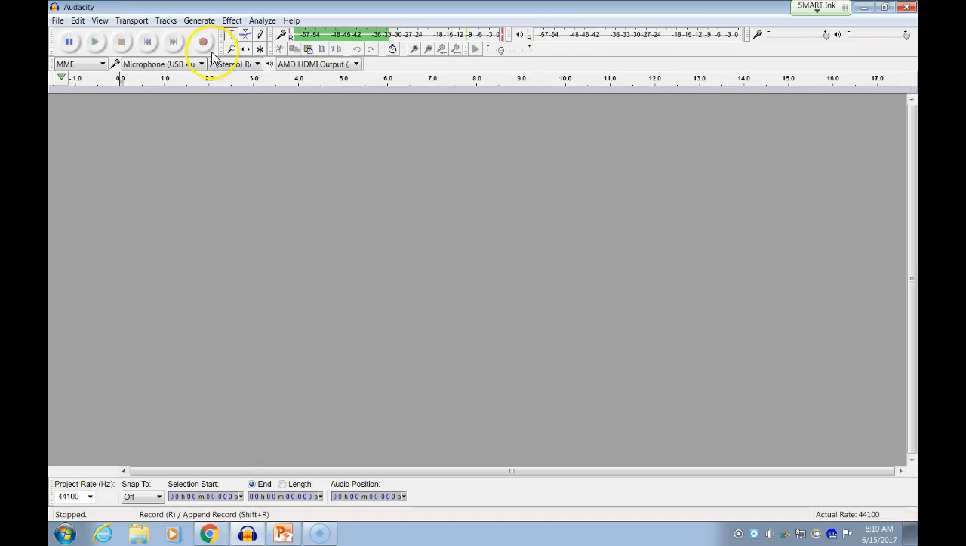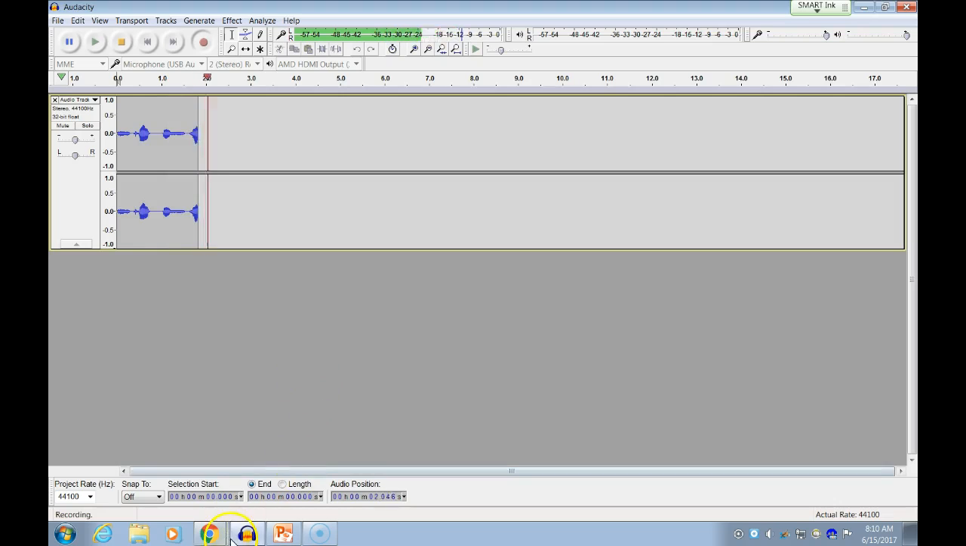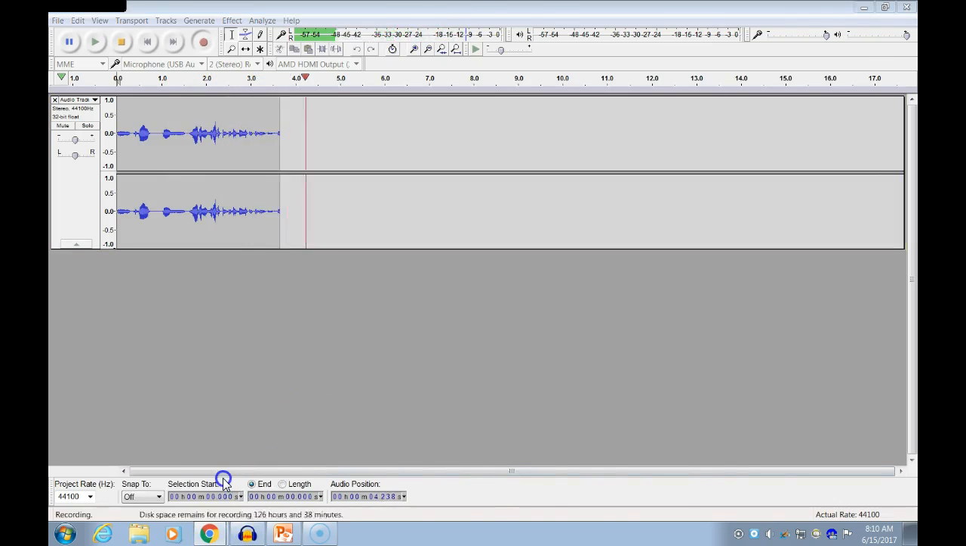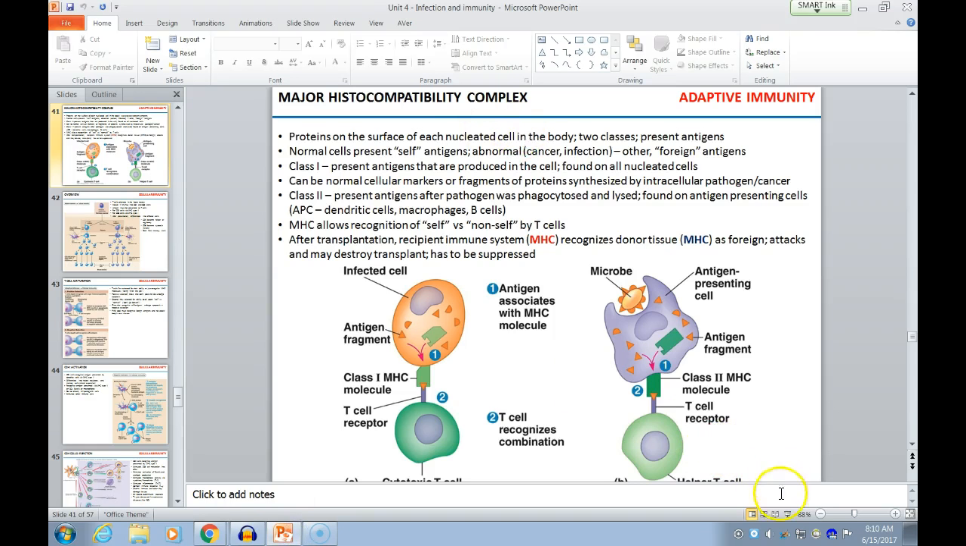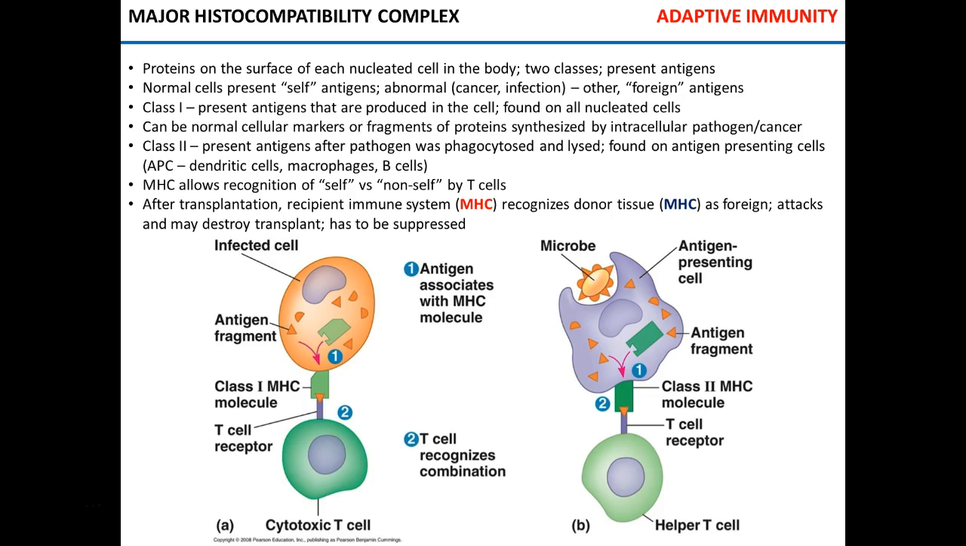Let's converse about the major histocompatibility complex. No, that's not the one. That's the one. Okay. So as I mentioned, we started to talk about it yesterday.